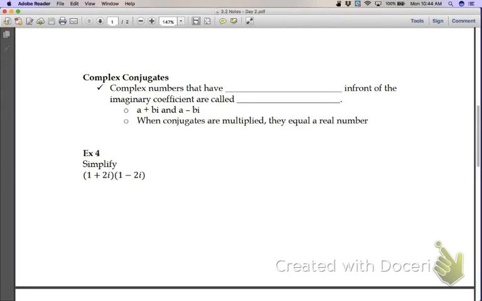All right, picking up now the second part dealing with complex conjugates. So we just got done multiplying them. We went through the patterns of your i. So whenever we have complex numbers that have opposite signs in front of the imaginary coefficient, they are called conjugates.